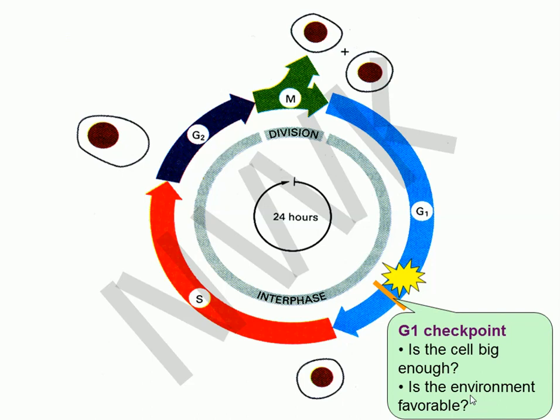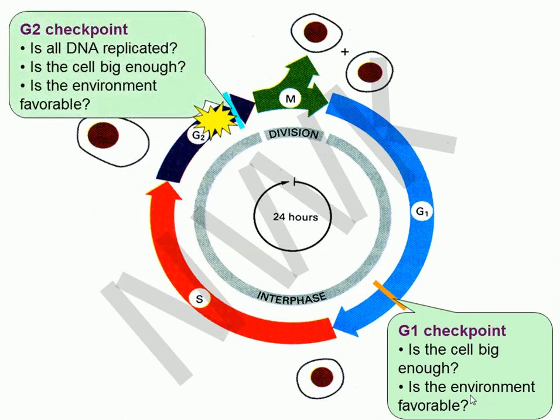If everything is okay, then the cell proceeds through the G1 checkpoint, to G2. At the G2 checkpoint, again you check whether all the DNA is replicated. This ensures the daughter cell has a sufficient amount of genetic material identical to the parent cell when it undergoes mitosis. You also check whether the cell is big enough or not, and also whether the environment is favorable.